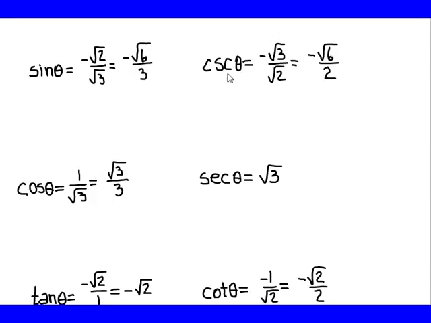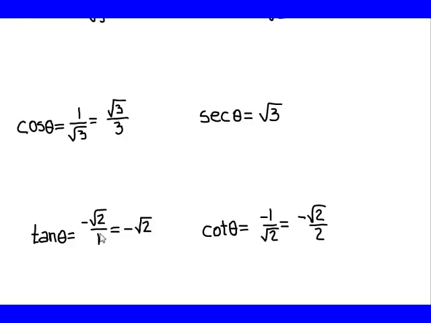Its cofunction, the cosecant, is just the reciprocal. So that's minus the square root of 3 over the square root of 2. After rationalizing it, it becomes minus the square root of 6 over 2. The cosine is 1 over the square root of 3. After rationalizing it, it becomes the square root of 3 over 3. The secant is just the reciprocal of the cosine, so that's simply the square root of 3.